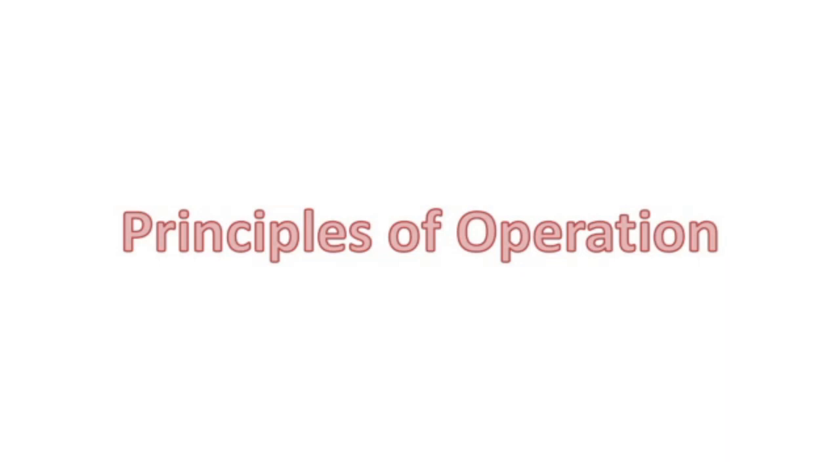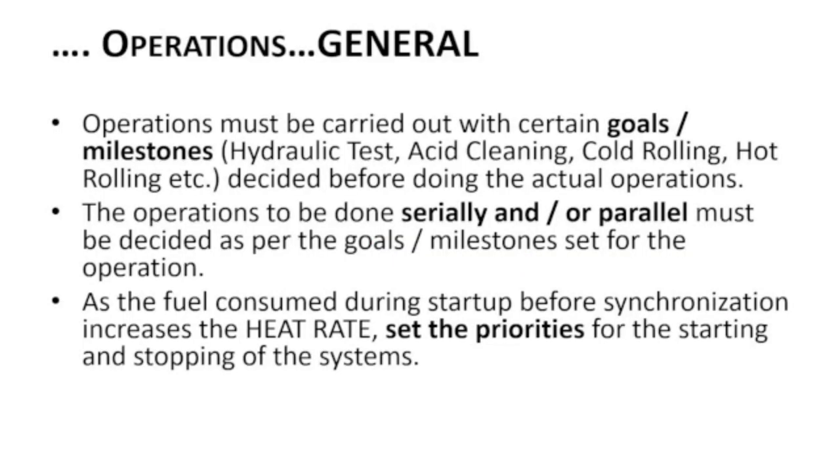So we see what are the principles of operation. We just discuss about it. The principles of operation. The operations must be carried out with certain goals, milestones. The milestones may be such as hydraulic test, acid cleaning, cold rolling, hot rolling, etc. And these goals are to be decided before doing the actual operations.